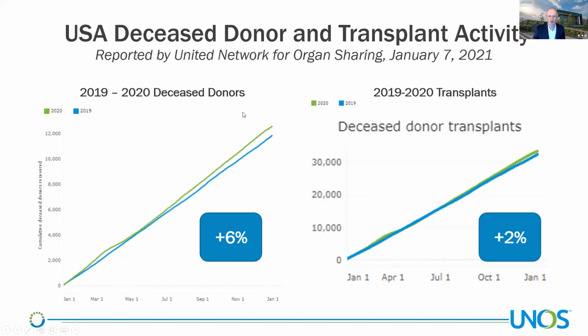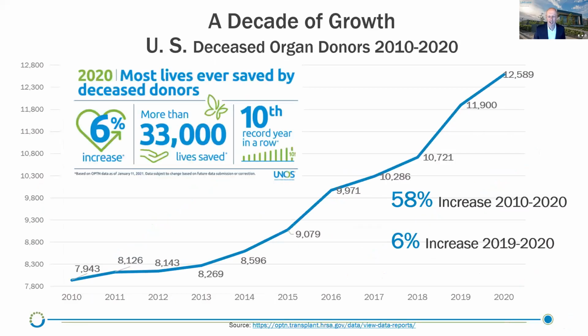So in 2020, the number of deceased donors actually increased by 6% overall, and the number of deceased donor transplants also increased by 2%, which is really amazing considering all of the challenges that we went through in the middle of the year with COVID. And looking at this longer term, where does that put us on pace for how we've been doing? Well, in 2020, more than 33,000 lives were saved through organ transplantation.